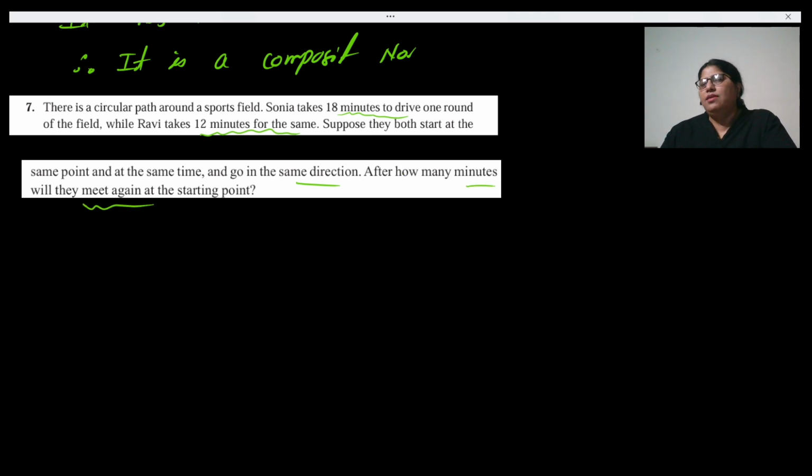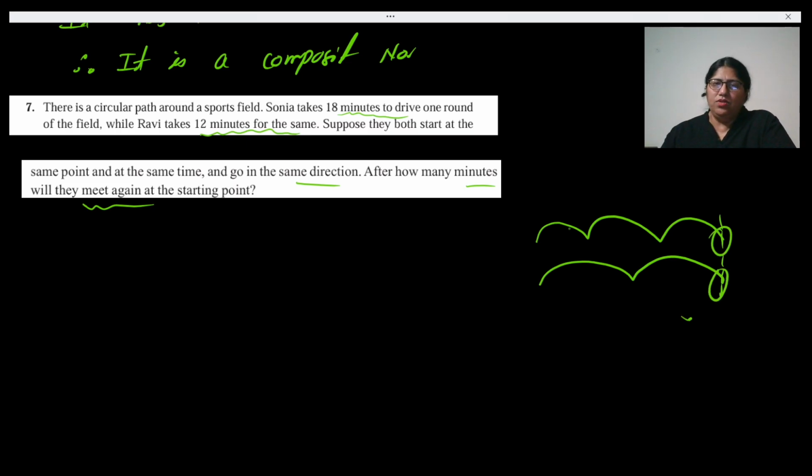Now you know that if you remember earlier also, whenever the bell rings at a common place, this is known as a common multiple, right? Because you need to take the intervals. So you have to find out the LCM. Common meeting point at equal intervals is always LCM. So what you will do here first, it's given here 18 minutes. Sonia is taking 18, and Ravi is taking 12 minutes.